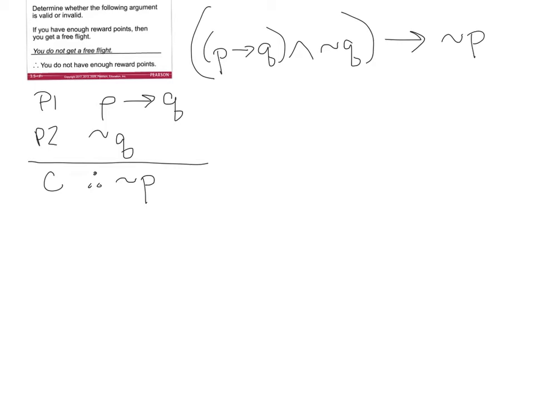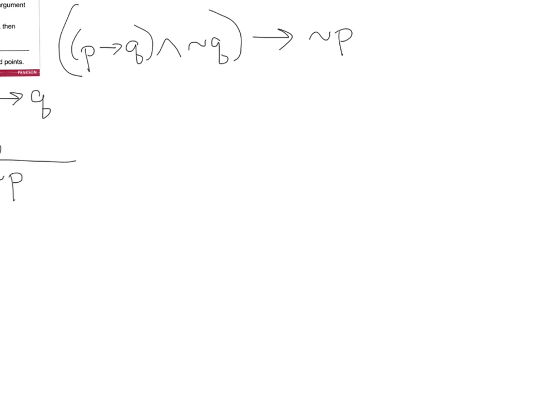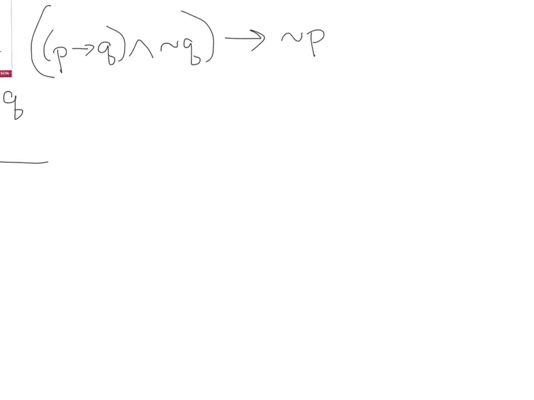Okay, so we want to show that this is either valid or invalid. So when we do that, we need to take premise 1 and premise 2 as a group. And so if all of this is true, then the conclusion should be true. Okay, so that's what we need to create our truth table for. So I'm going to scoot this over a little bit so that we can build our truth table for it.